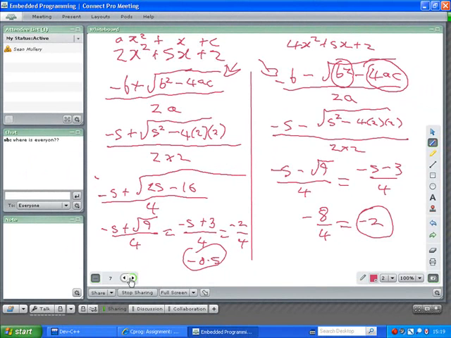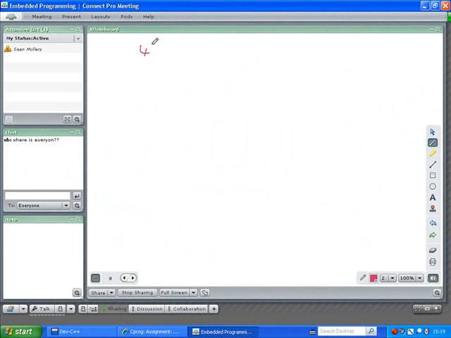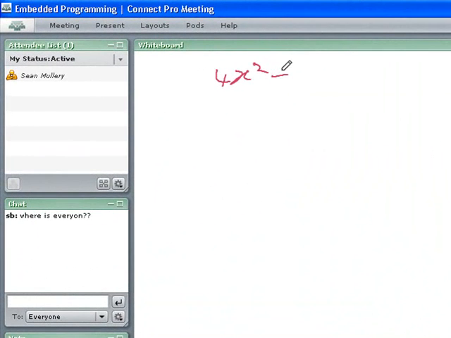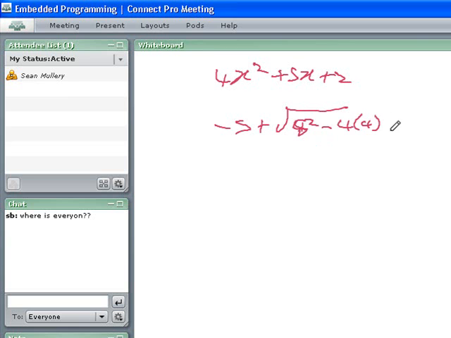In that case, actually what I'll do is I'll just move on to another one here. So 4x squared plus 5x plus 2. That would be minus 5 plus or minus the square root of b squared, which is going to be 4 squared, minus 4 times a, which is 4. Sorry, this should be 5 squared, my apologies. 5 squared minus 4 times 4 by 2, all over 2 times 4, or 2 times a.